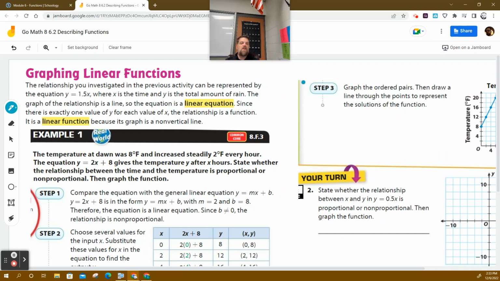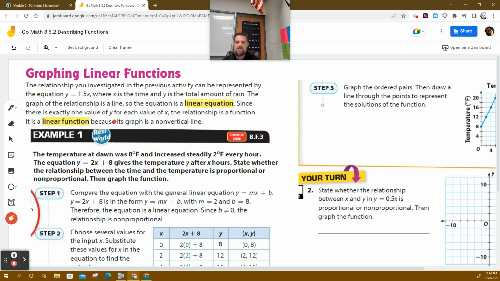All right, so graphing linear functions is what we're really focusing on, but it's really linear equations, which we already talked about. The relationship that we investigated in the previous activity can be represented by the equation y equals 1.5x, where x is the time and y represents the total amount of rain. The graph of the relationship is a line, so the equation itself is called a linear equation, but since there is exactly one value for y, one output for each input, for each x, the relationship is a linear function.